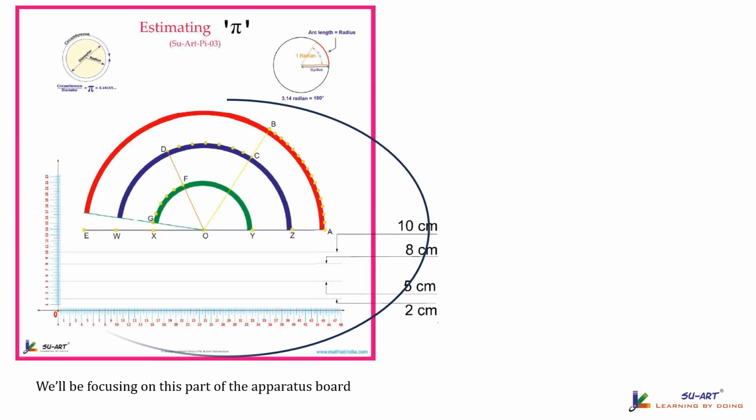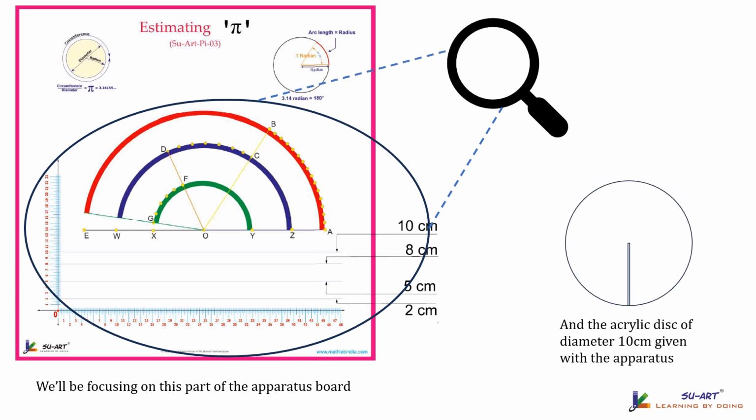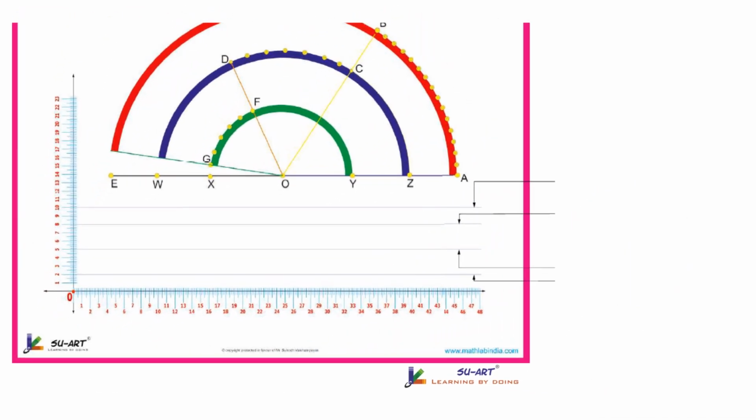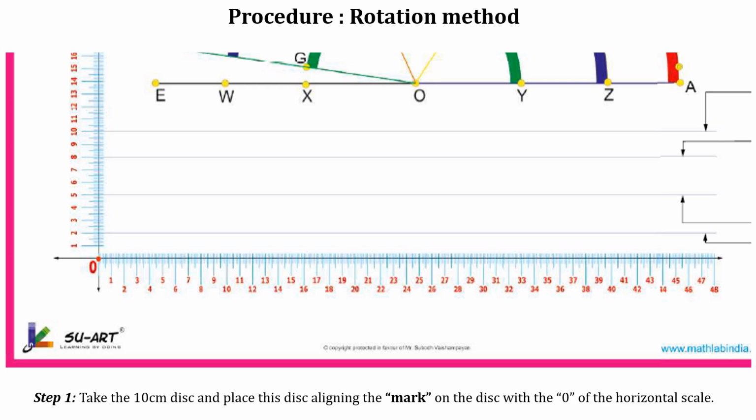We will be focusing on this part of the apparatus baseboard and the acrylic disc of diameter 10 cm given with the apparatus. Procedure: rotation method. Step 1. Take the 10 cm disc and place the disc aligning the mark on the disc with the 0 of the horizontal scale, as shown here.